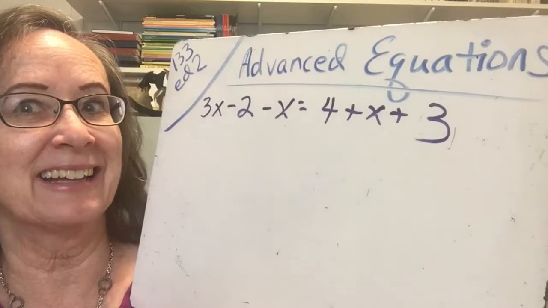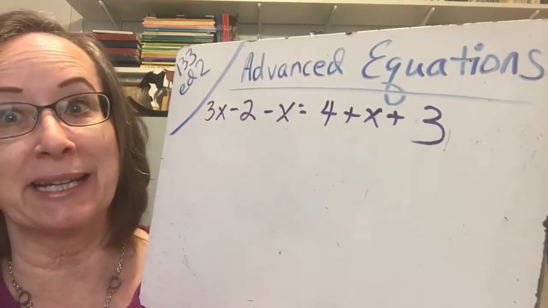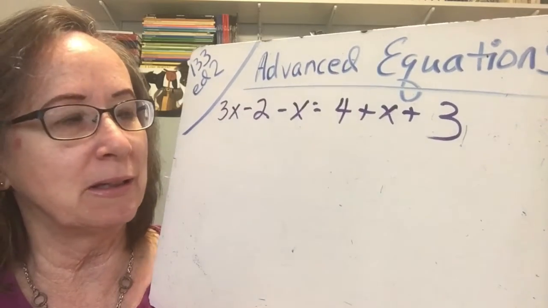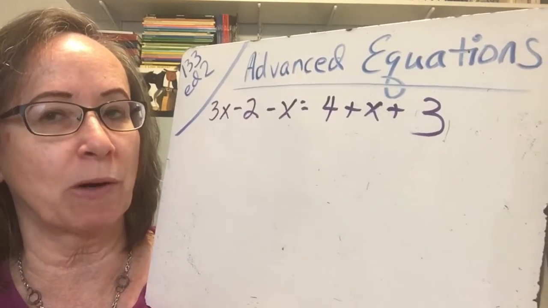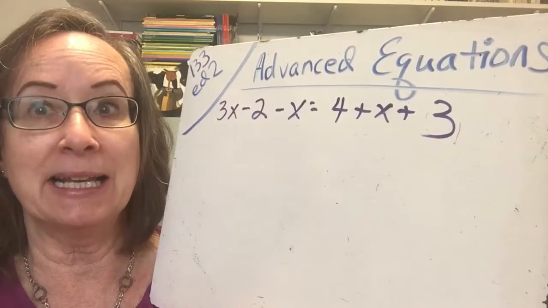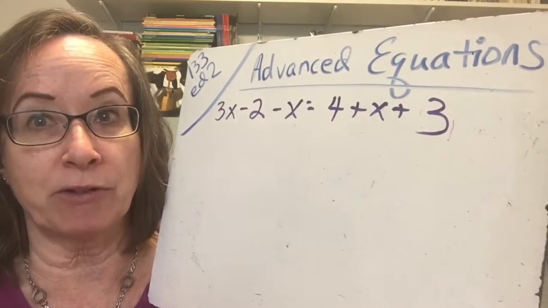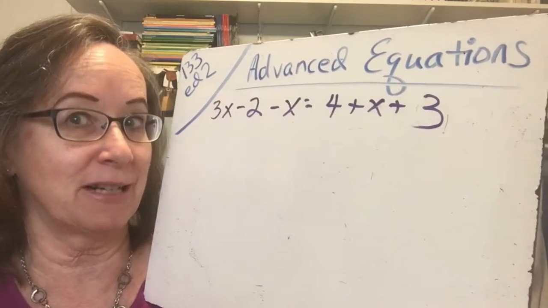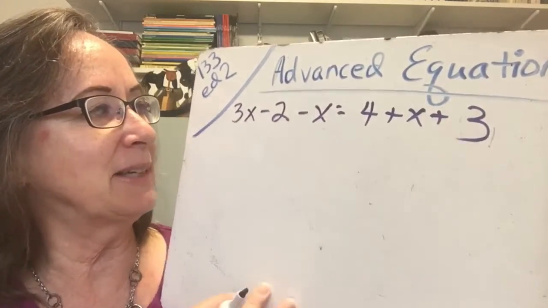Here is our second and last example, because this really is a pretty easy concept. All we do that's new is simplify both sides before we begin to add and subtract using the addition property of equality to get all of our x terms on one side and all of our constant terms on the other. All right, so here we go.